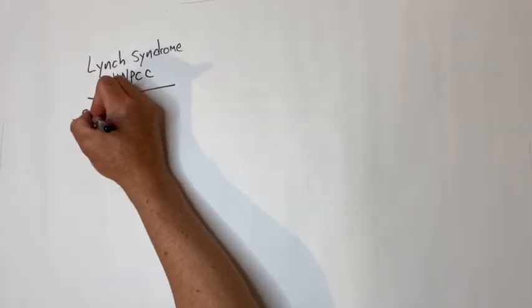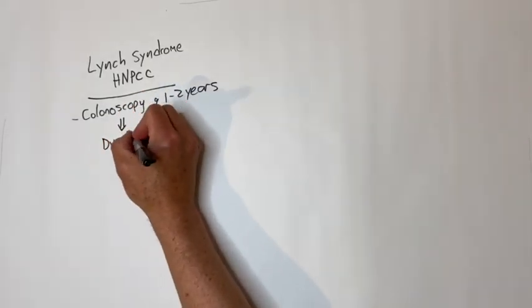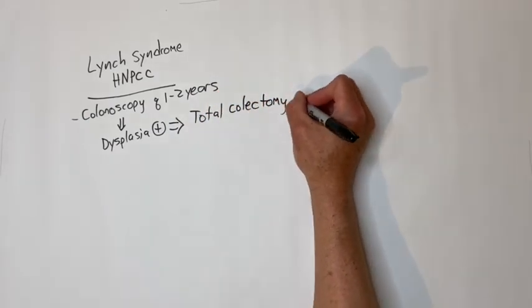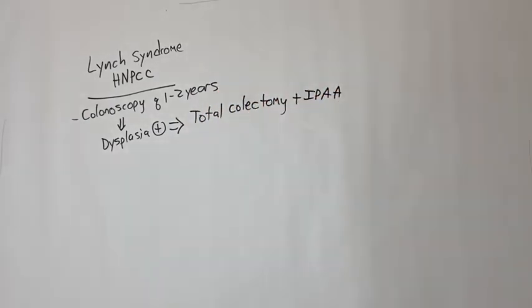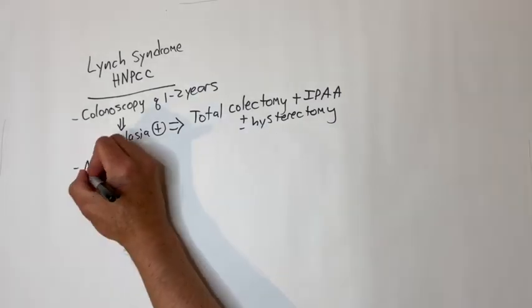If you're known to have Lynch syndrome, you get every 1 to 2 years screening colonoscopy, and if dysplasia or cancer is found, you get a total colectomy with an ileal pouch anal anastomosis, or the IPAA. If you have Lynch syndrome, you can have endometrial cancer, ovarian cancer, and stomach cancer, higher risks. So do screening endoscopy, and hysterectomies are often done in women.